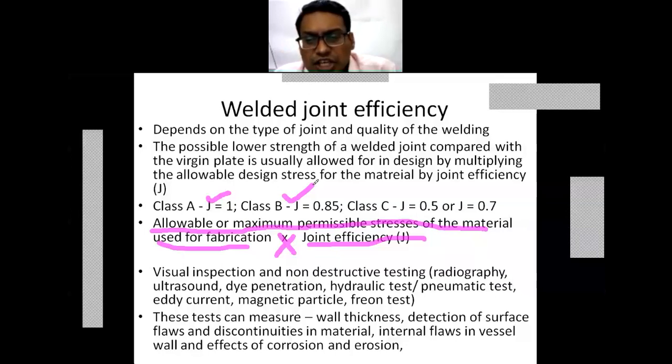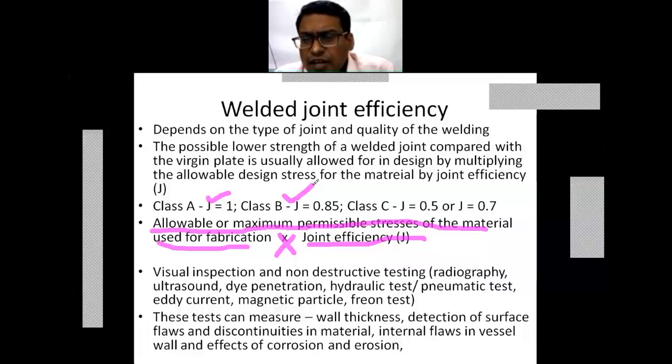Then the dye penetration testing, hydraulic test, and pneumatic tests are there. Then the eddy current test is available, the magnetic particle test, and the ion test. These are the different types of non-destructive tests which are used for understanding the quality of a welded joint.